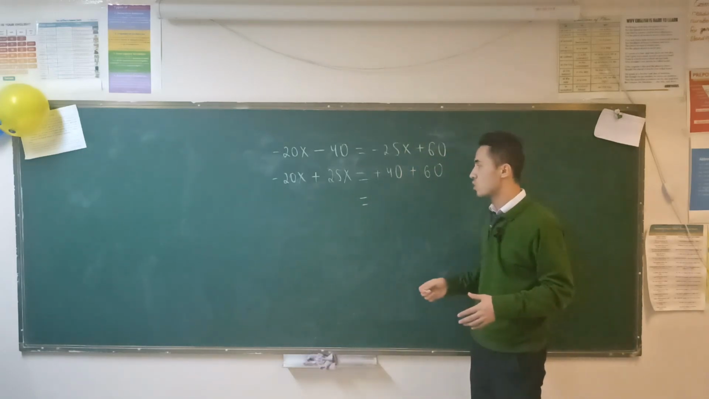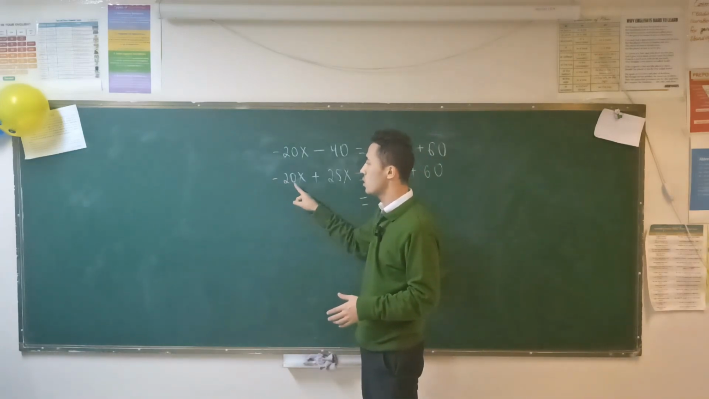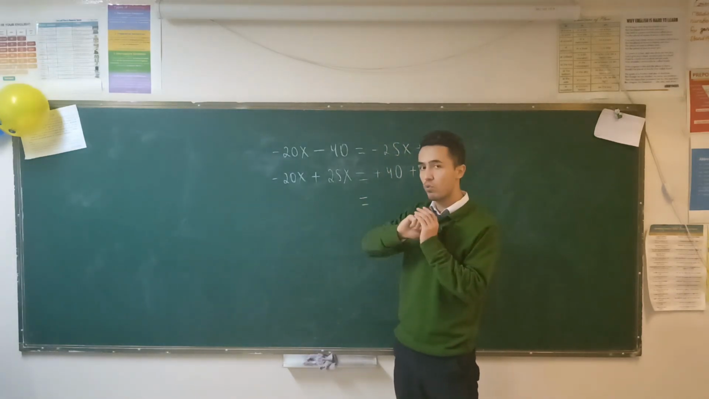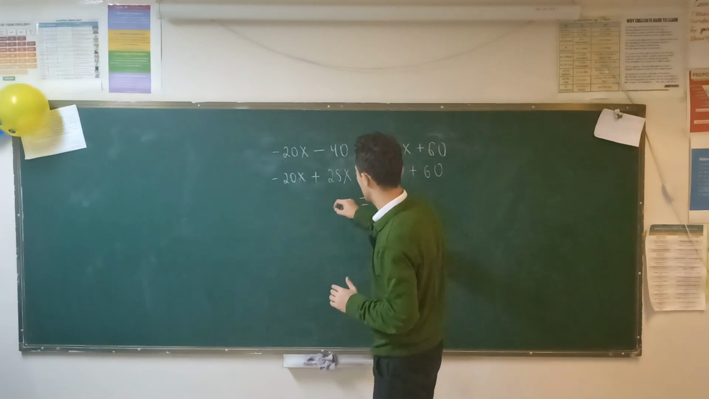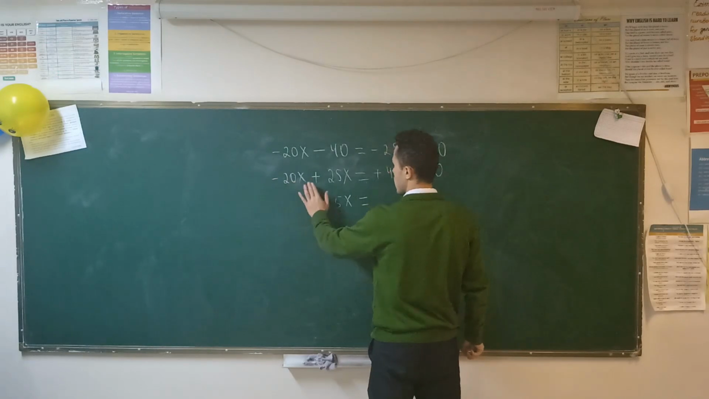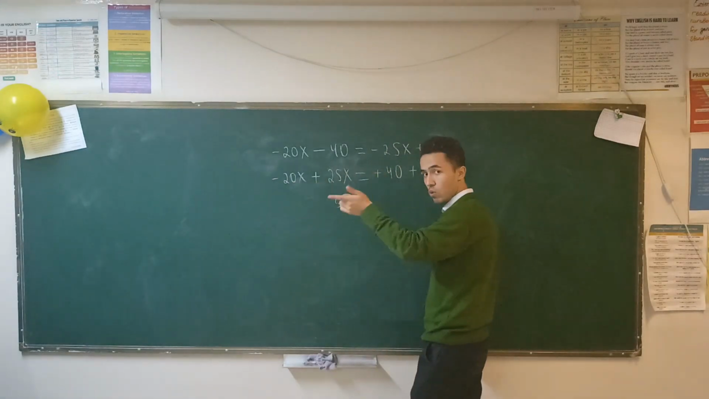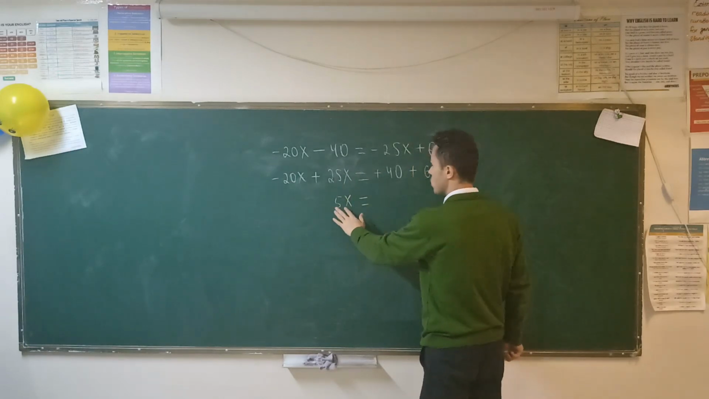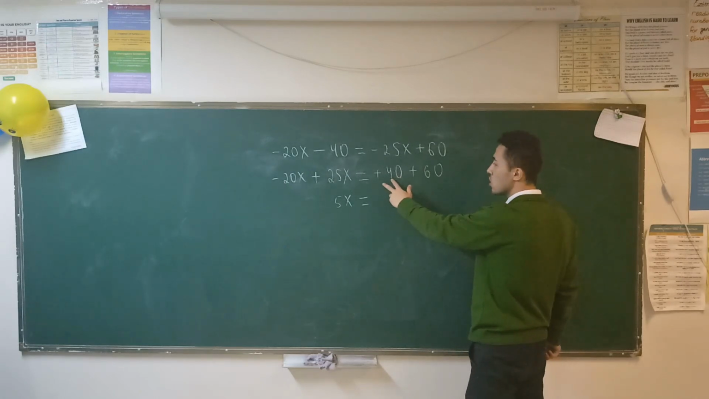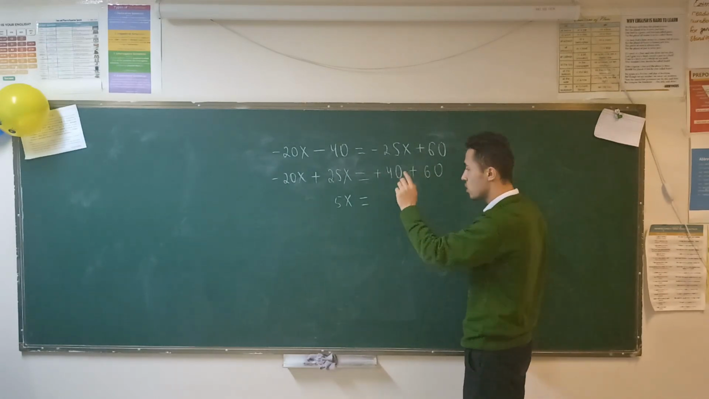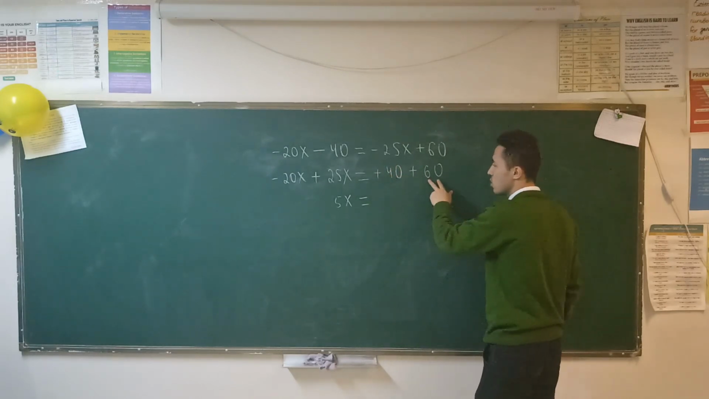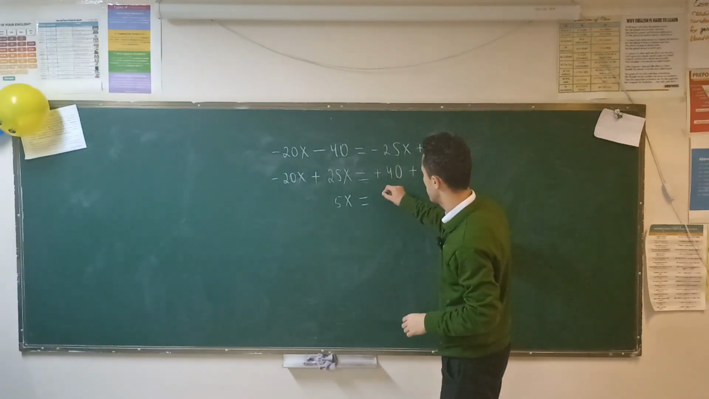What we are going to do now is calculate how many x's we have and how many numbers we have. For example, on the left side, we owe 20x and we have 25x. If we give what we owe, what's going to be left? 5x. We are going to repay what we owe, and we will have 5x. Here we have 40, some money, or $40, it doesn't matter. So $40 and $60. How much money do we have? We have 100.